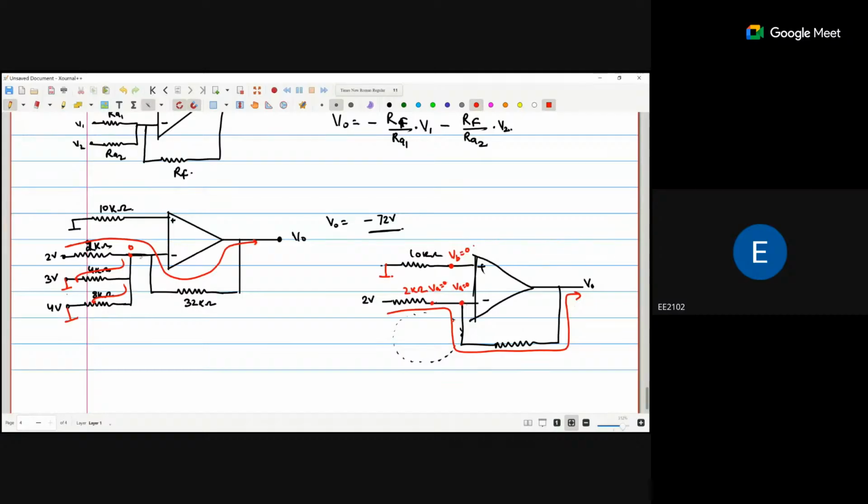So that's why I'm writing directly: because of 2 volts we are getting V naught 1, which is equal to minus RF, RF is 32, divided by 2, times 2 volts. So it is minus 32 volts. Similarly, with respect to the 3 volts, we get V02 equal to minus 32 divided by 4 into 3 volts, so it is minus 24 volts. And V03 is minus 32 divided by 8 into 4, so it is minus 16 volts. So the overall addition is 72 volts.